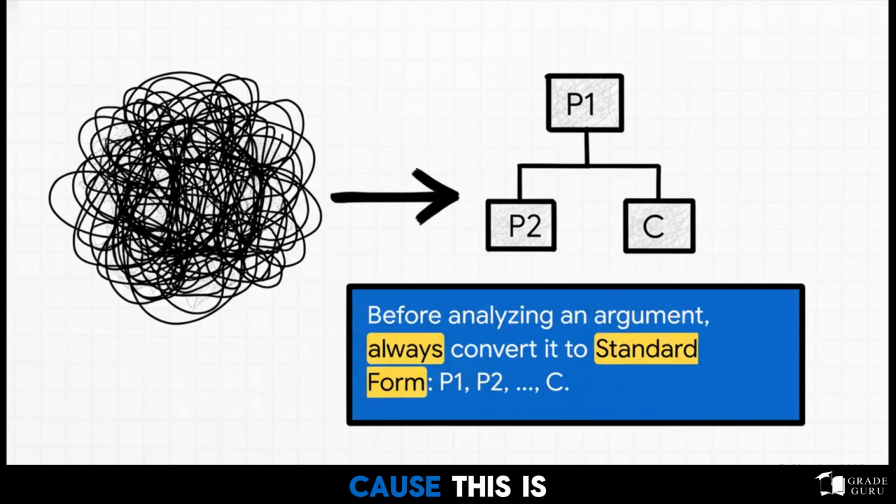Okay, listen up, because this is probably the most important first step on your exam. Before you do anything else, you have to put the argument into what's called standard form. It basically just cleans up all the messy language and makes the logical skeleton super clear. All you're doing is listing out your premises, we'll label them P1, P2, you get the idea, and then at the bottom, the conclusion, which you mark with a C.